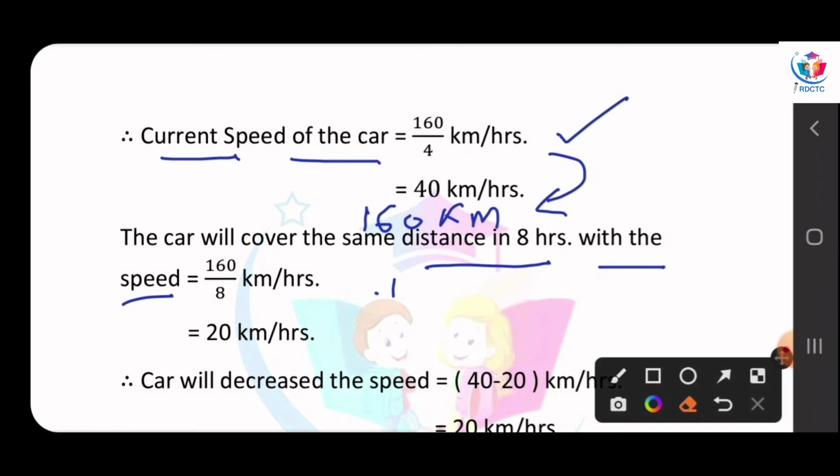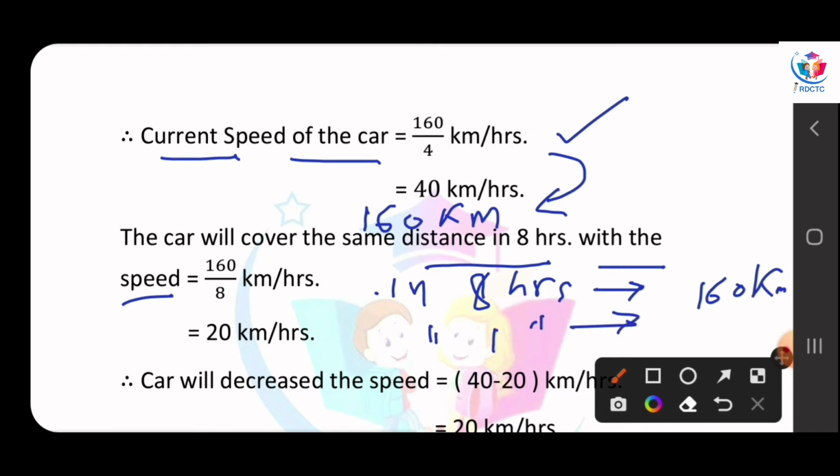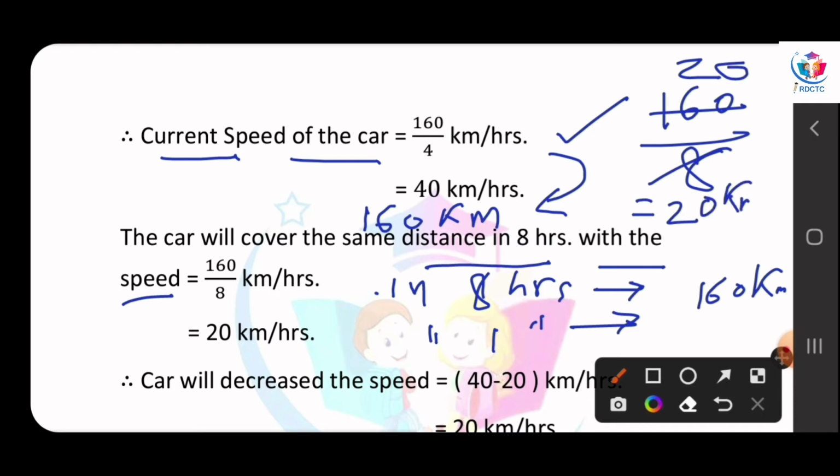In 8 hours, the car will cover 160 km. Then in 1 hour the car will cover 160 by 8. It means 20 km per hour. When the car covers the same distance, 160 km, in 8 hours, then the speed will be 20 kilometers per hour, right?